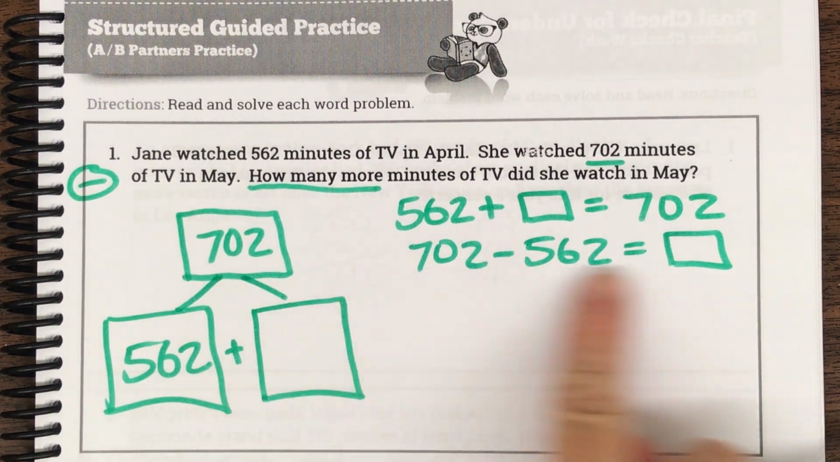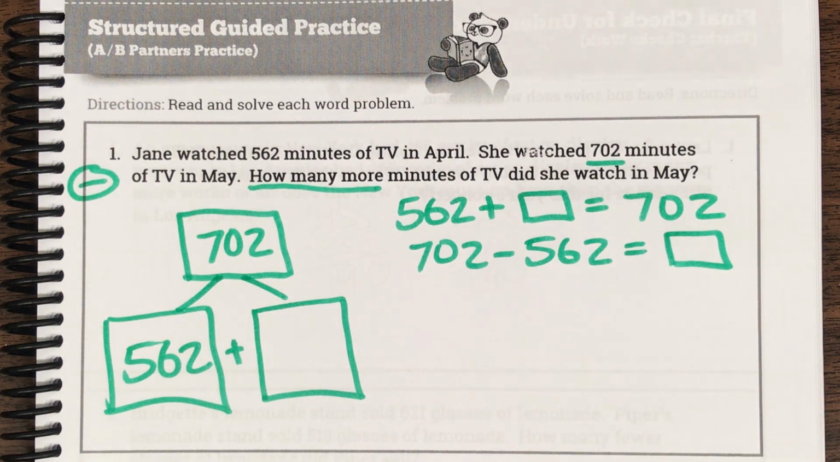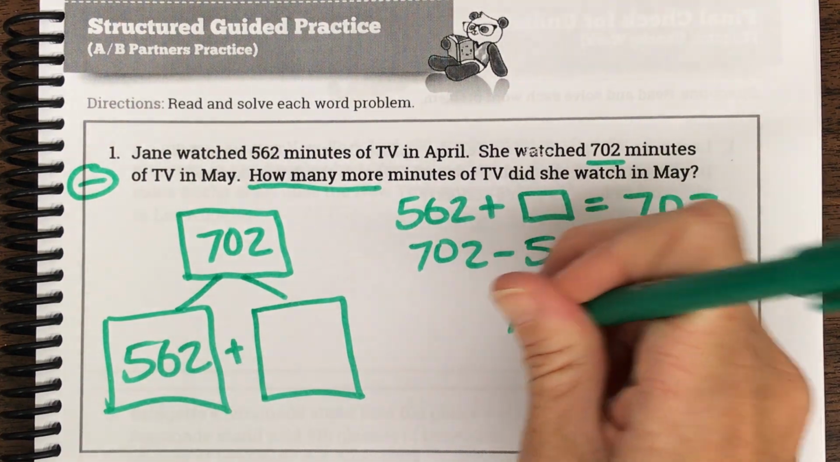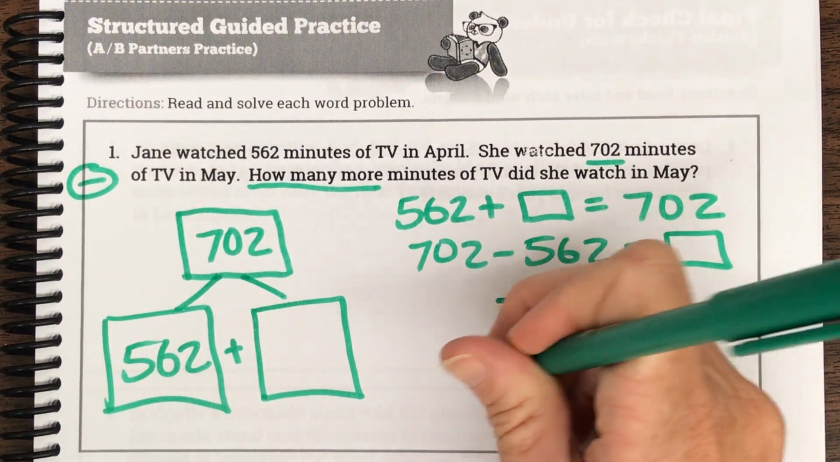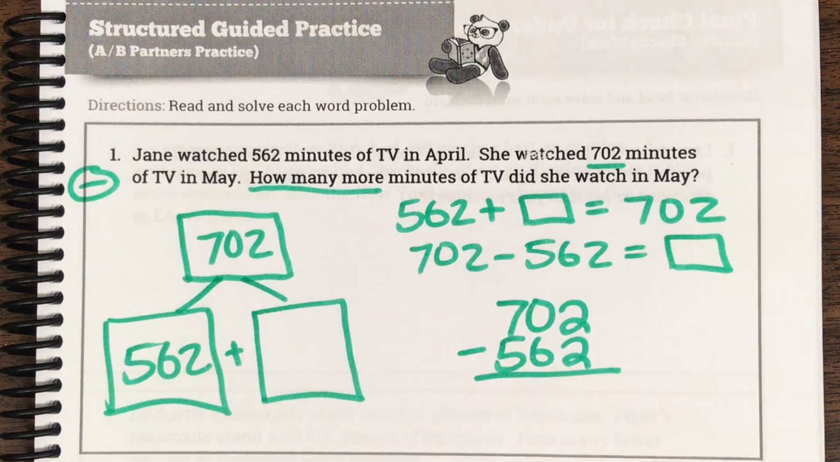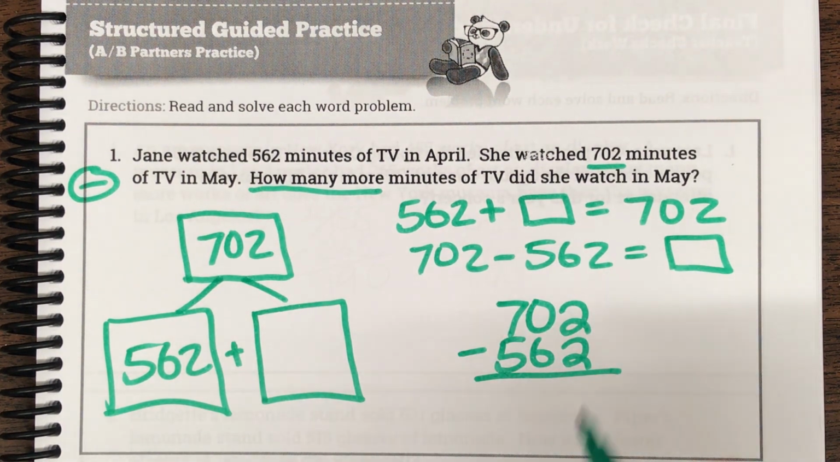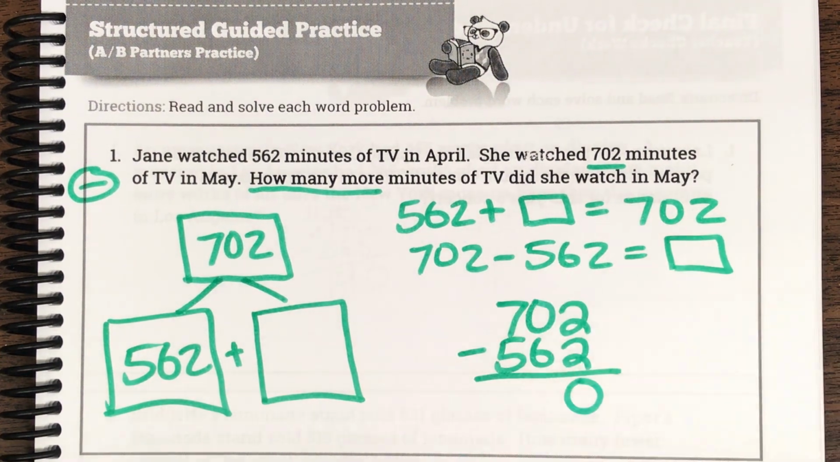So this is the algorithm that we're going to use. So let's set that up in working form. 702, take away 562. Make sure your columns for your ones, tens, and hundreds are nicely lined up. And then we can get started. So 2, take away 2 is 0.